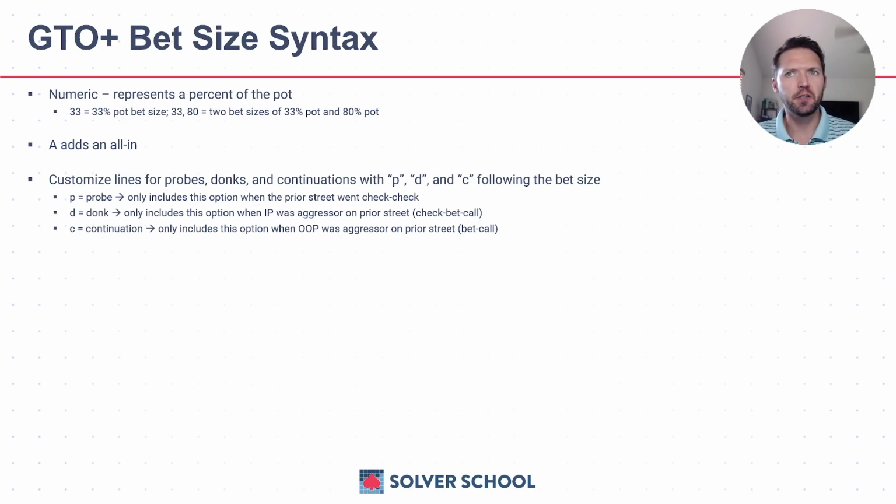And then C stands for continuation, and that's only valid when the out of position player was the aggressor on the prior street. The example I have there is a bet, call line. If the out of position player bets and the in position player calls on the prior street, the C option being valid would allow you to customize the bet size for those continuation scenarios. I know some of that can be a little bit confusing when looked at from just a language perspective. So let's hop over into GTO Plus and see what that actually looks like in practice.